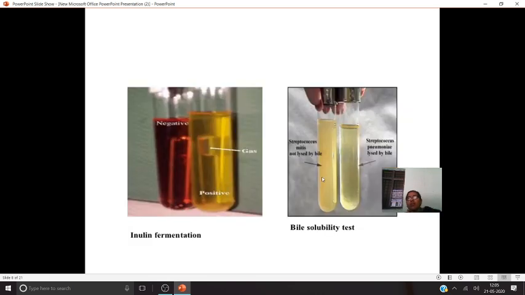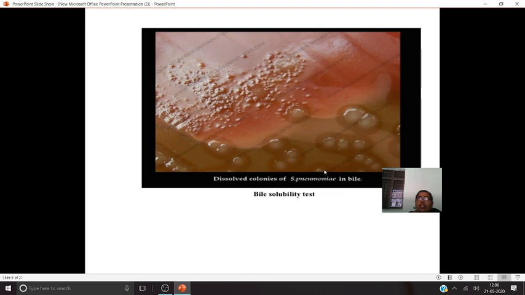Then the bile solubility test is the most important one. Streptococcus mitis is lysed by the bile. If you are having autolysis, you are seeing a structure like this. If you are seeing only lysis by the bile, you are seeing this one. This is Streptococcus pneumoniae lysed by the bile. Streptococcus mitis is also lysed by the bile. These are the two species, Streptococcus pneumoniae and Streptococcus mitis. If they are lysed by the bile, these are the two indications. So this is the positive test. This is also one of the bile solubility tests. If you are taking the culture reactions under the bile solubility test, the colonies appear like this.